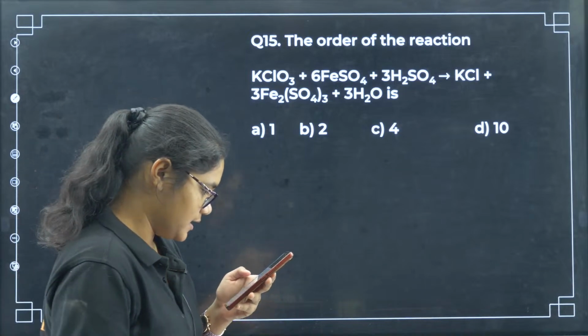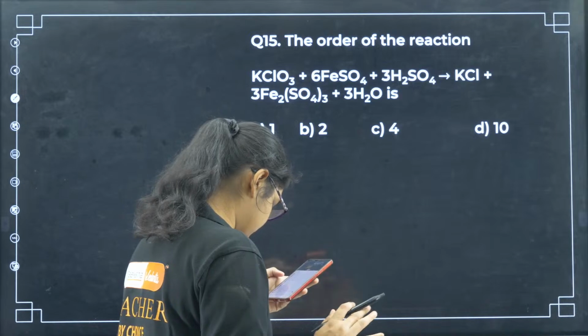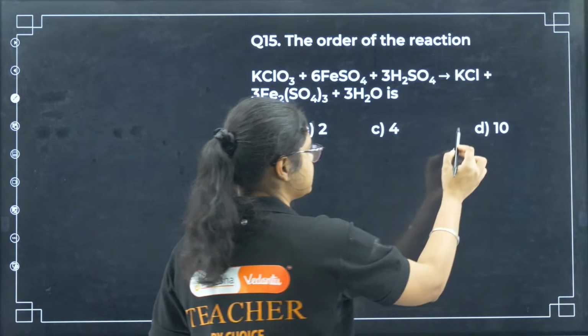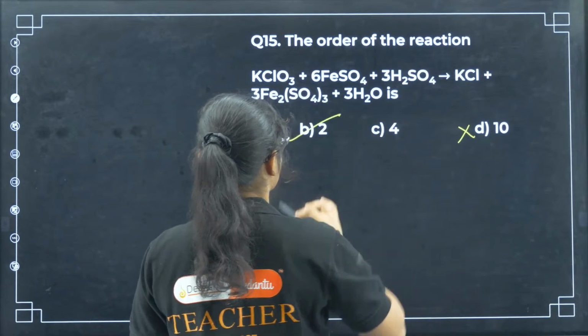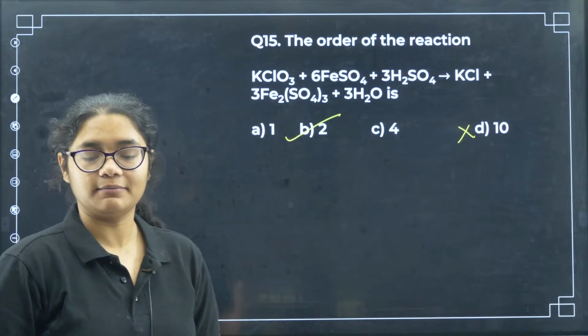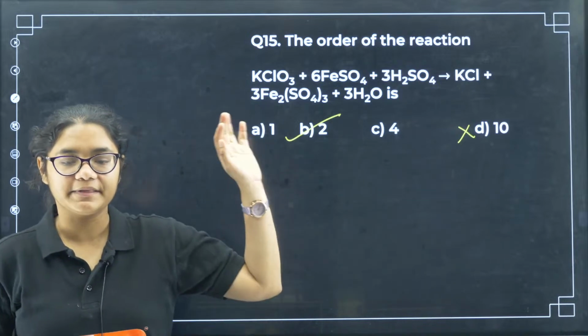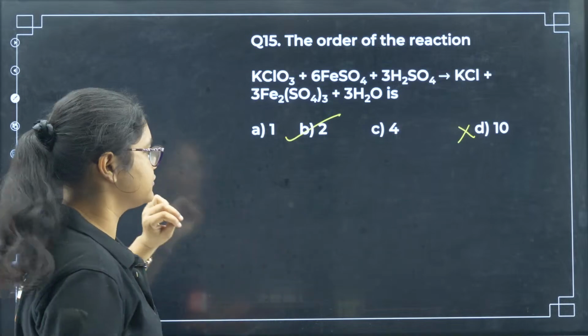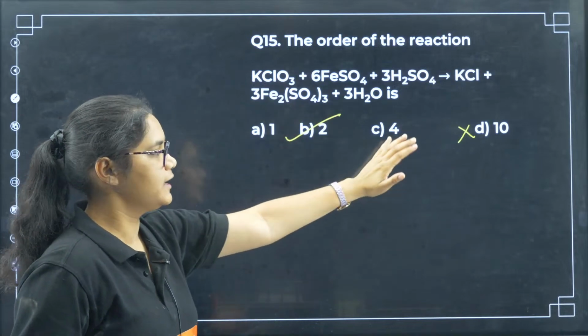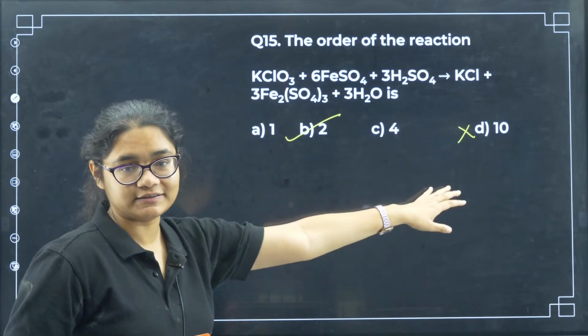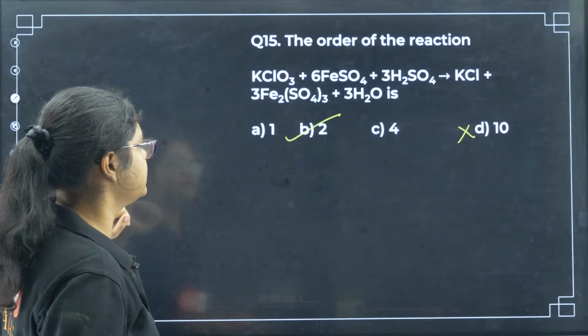D is not the correct answer here. So this is actually a second order reaction. Please remember this particular example. This is a second order reaction. By adding we cannot say the molecularity is 10, but the order of the reaction is 2.